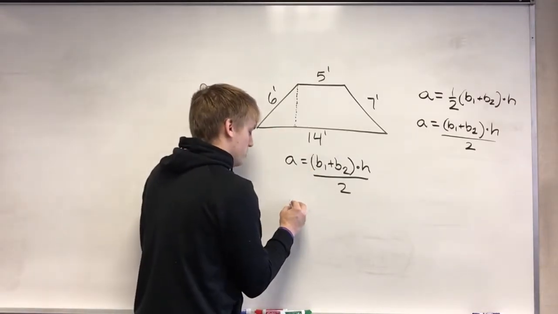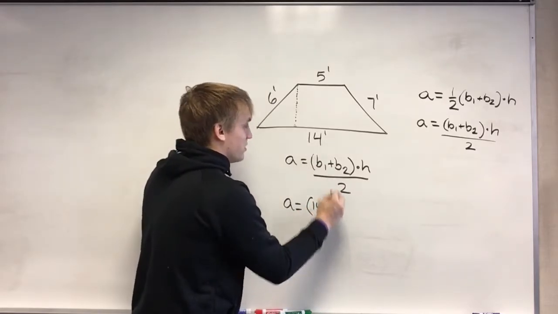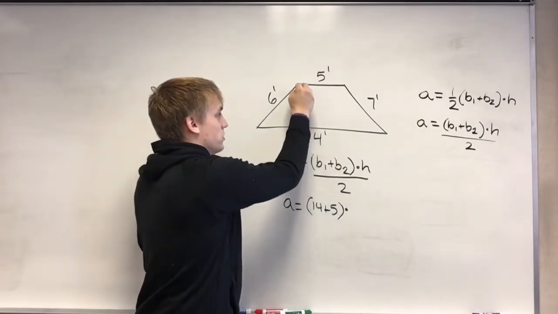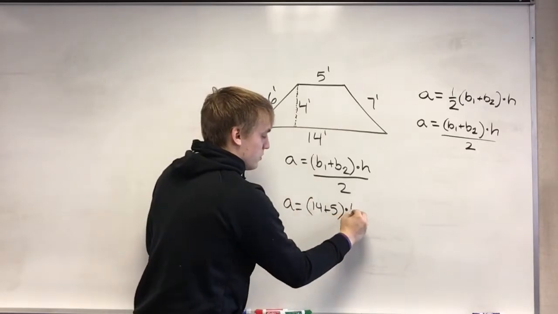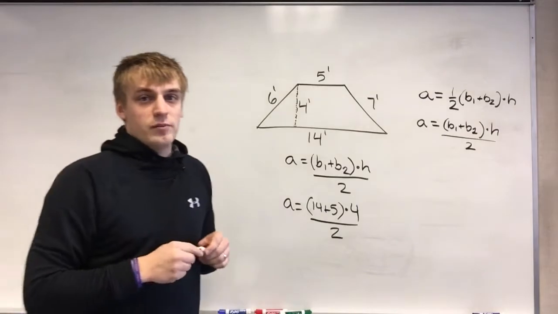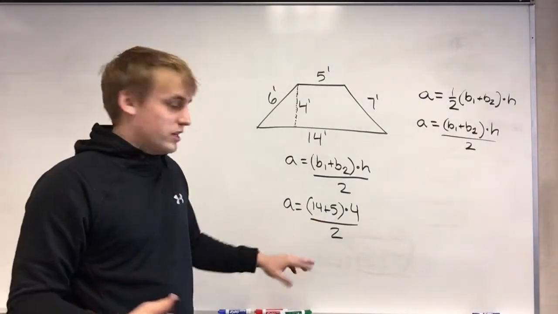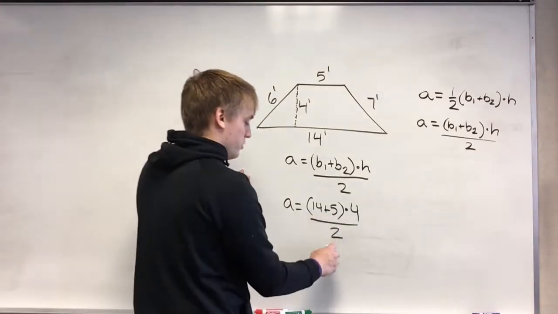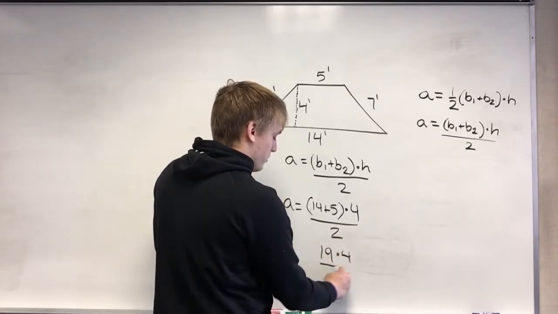So I'm going to rewrite this. Area equals base 1 is 14 plus 5, times the height, which is this dotted line. Let's say that that's 4 feet. So this would be 4, divided by 2. Now we follow PEMDAS, so we add what's in the parentheses first. So 14 plus 5 is 19, times 4, divided by 2.